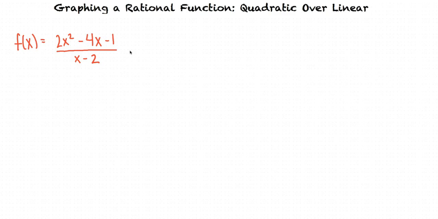In this example, it doesn't look like either the numerator or denominator can be factored. We also see that nothing in the numerator or denominator will cancel out, so we now know our function is in simplest form. Now we can find the vertical asymptote.